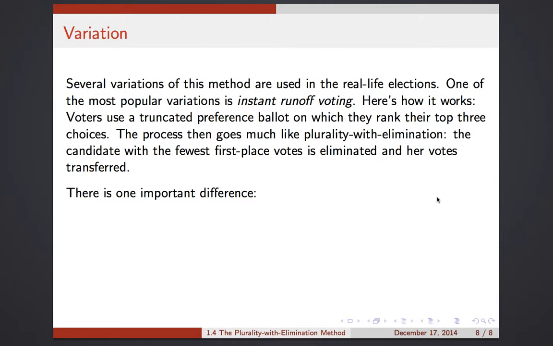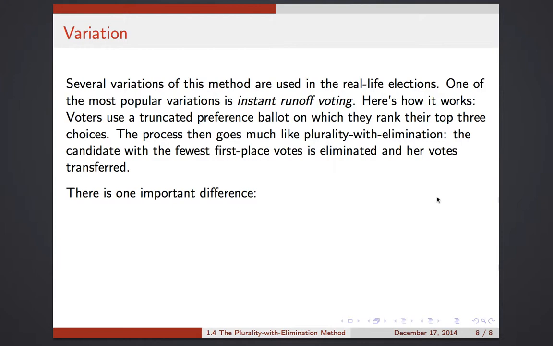Okay, so here is a variation that happens sometimes in real life. I just wanted to briefly mention it because your book mentions it. It's called instant runoff voting, and here's how it goes. You use a truncated preference ballot. So remember what that means. You don't give a full ranking of the candidates. You only give your top 3 candidates or your top 5, whatever. So in this case, you actually do just rank your top 3.